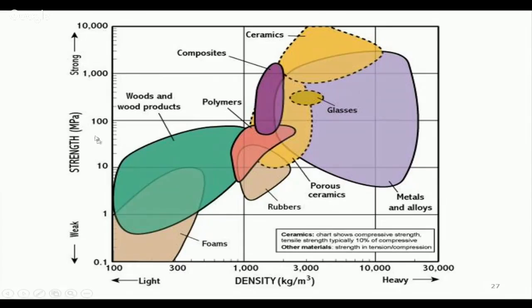So as we see in the strength versus density drawing, ceramics are much higher. Then come composites and metal alloys. Then you have polymers, and you have porous ceramics, and you have foams, and you have wood products.